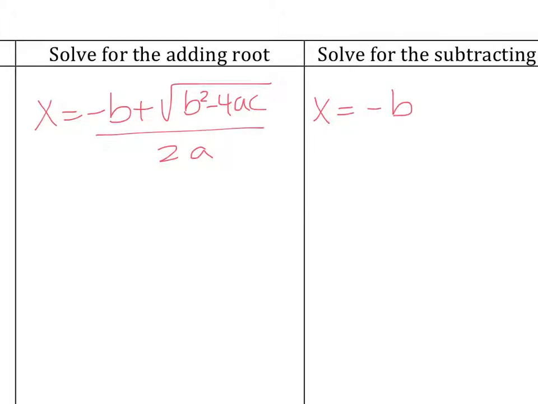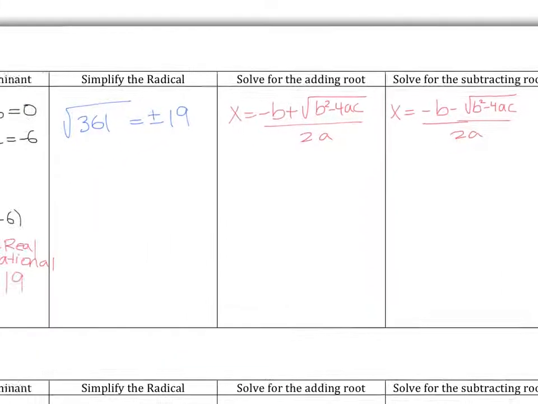Now subtracting root does not mean that I will end up with a negative answer. It only means that I need to take the subtraction part of my formula. And remember, it's plus or minus, so the adding root is going to be the one with the plus and the subtracting root will be the one with the minus. So let's go back and see what b is.